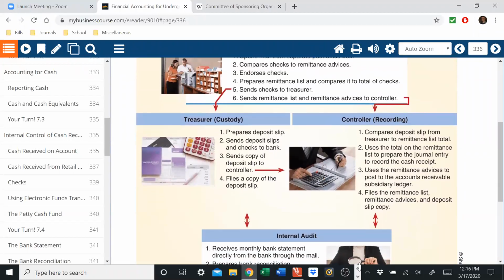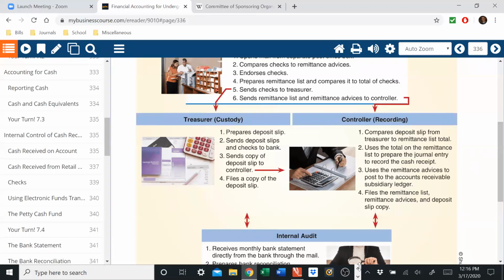So you can already see the control here that's in place. Once the treasurer gets the checks, they prepare a deposit slip. The deposit slip is just, whenever you go to deposit a check in your bank, you go up to the teller, you have to fill out a deposit slip, right? So basically that's what the treasurer is doing. They fill out the deposit slip, which details what the total is that they're depositing into their company's bank account. And then they'll send the deposit slip and all the checks to the bank. And they'll send a copy of the deposit slip to the controller. And then they'll keep a copy of the deposit slip for themselves.